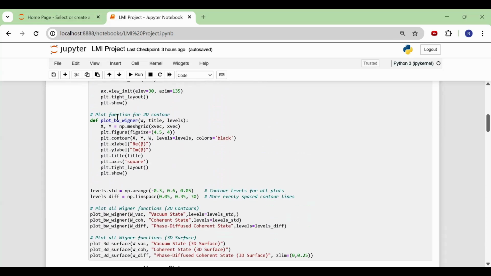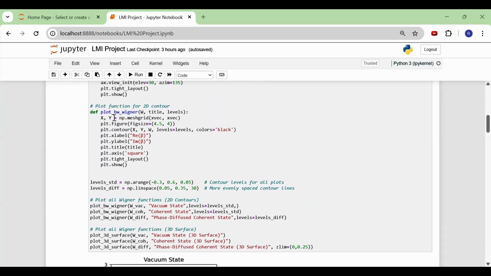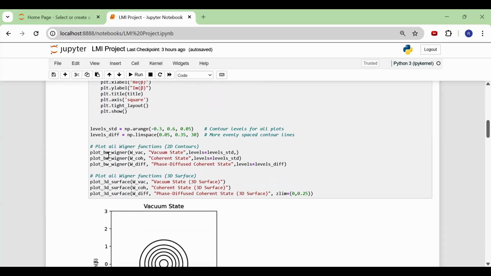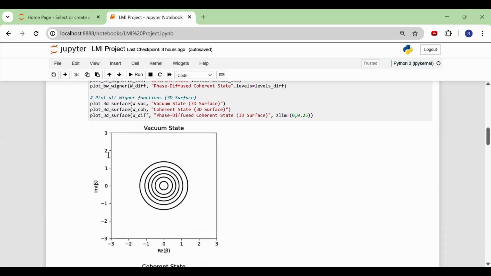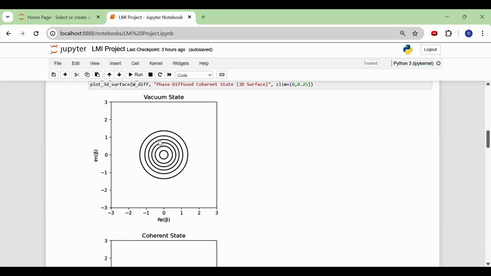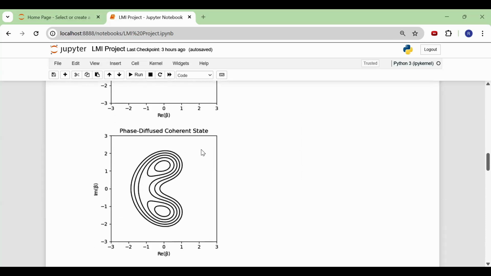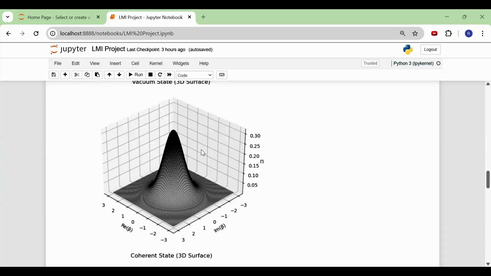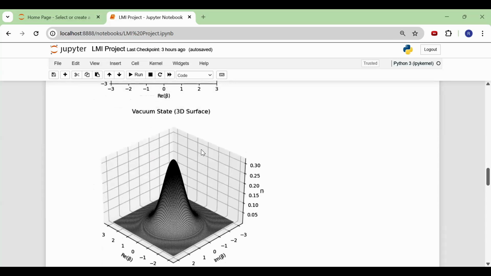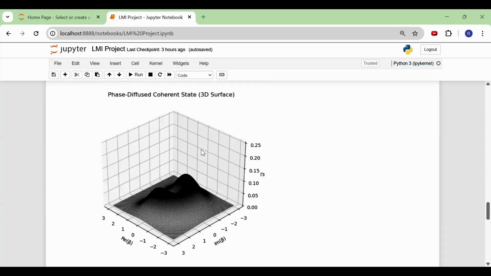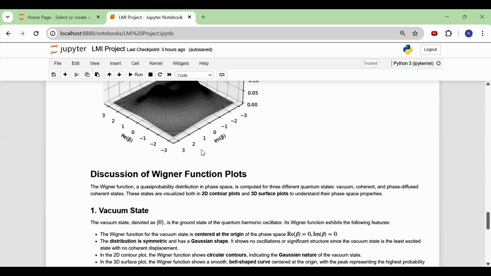Finally, I used the plot script for the 3D plot, with the basic meshgrid and other commands, and also for the 2D contour, the same XY meshgrid and other commands. And finally, I plotted the vacuum state, coherent state, and phase diffused coherent state. Also, I have the 3D plots of the vacuum state, coherent state, and phase diffused coherent state.